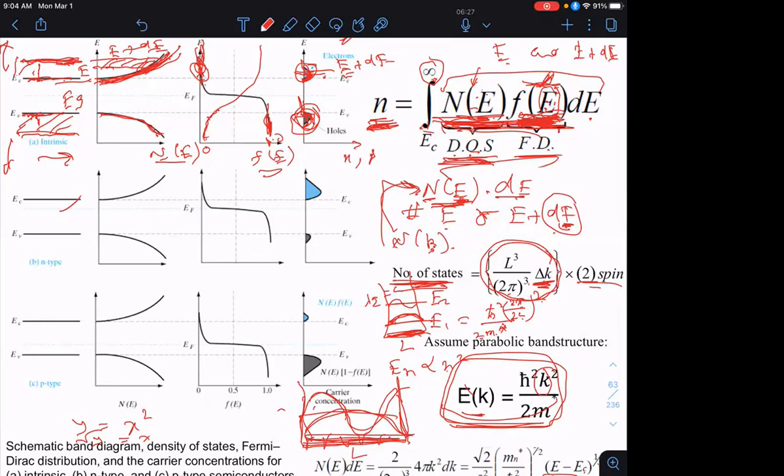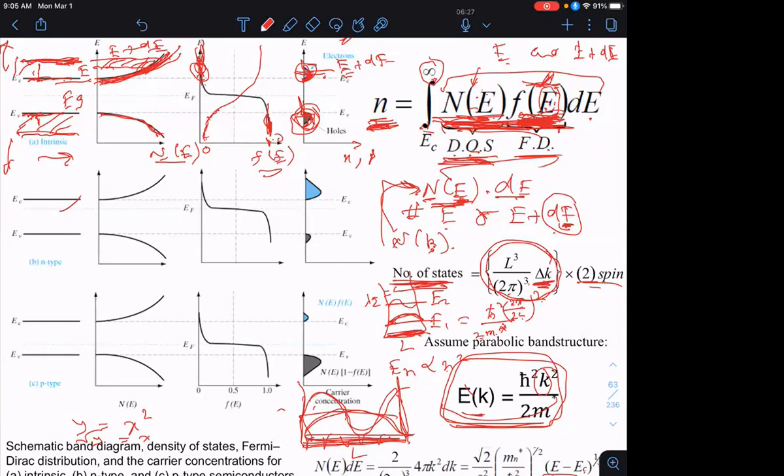The first one is position. The next one is density of states. The third column is the Fermi-Dirac occupancy factor. And the fourth column, which is given by this integral over here, is the number of electrons in the conduction band or holes in the valence band.